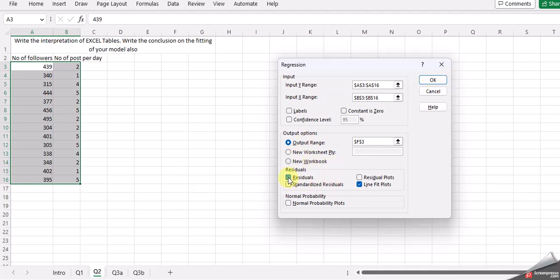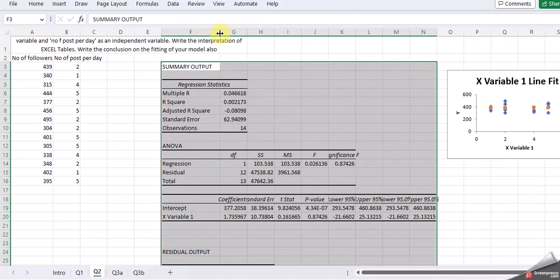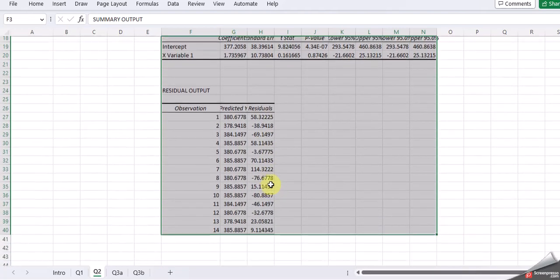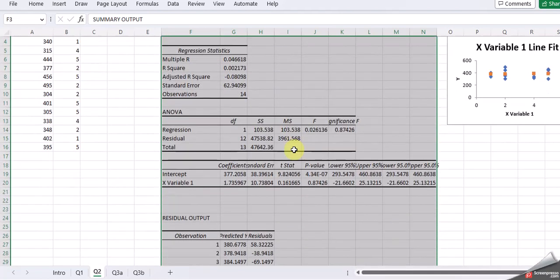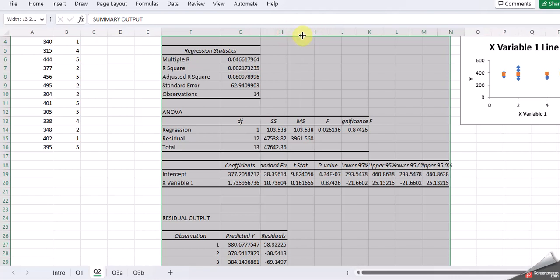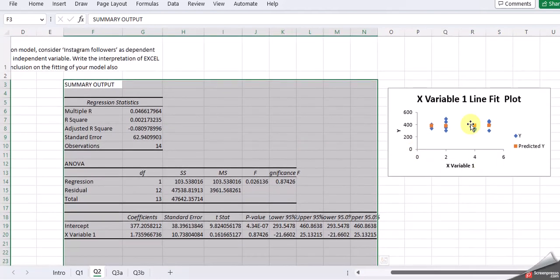And now here you have to select the residuals and line fit plots. Once you click on OK, you'll be getting this graph. This is your output table, and this is your residual output. So I had mentioned in my part 1 video how you have to interpret this data, so you can go ahead and interpret the data and write down your answer.